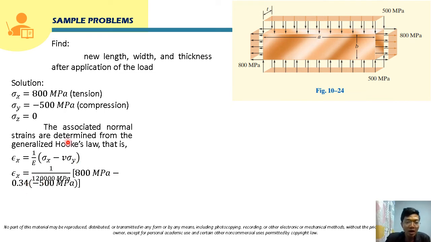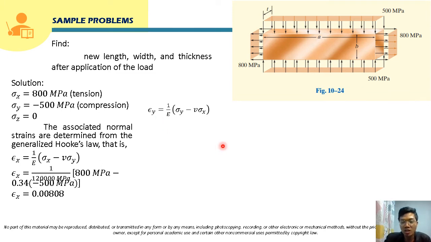And our sigma y here is negative, so you have to indicate the negative sign here. Don't forget that, class. So in solving for epsilon x, or the strain in the x direction, this is equal to 0.00808.